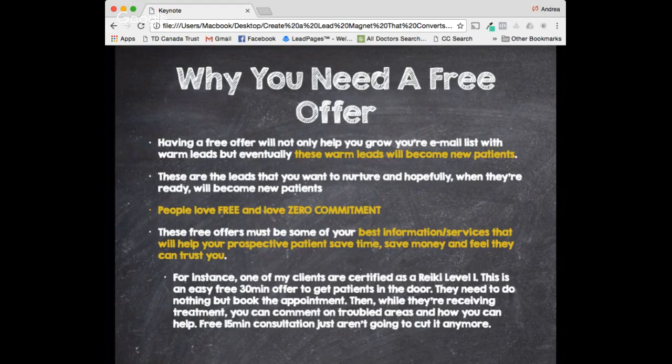So this is why I'm saying, come up with something really, really cool that will either drive patients directly into your office, that again requires zero commitment, or create something that they can download. And that's what we're going to be talking about.